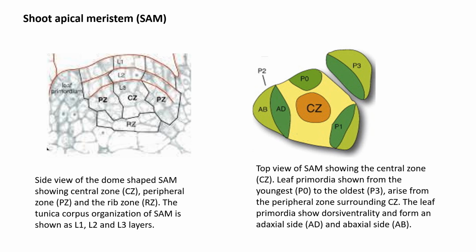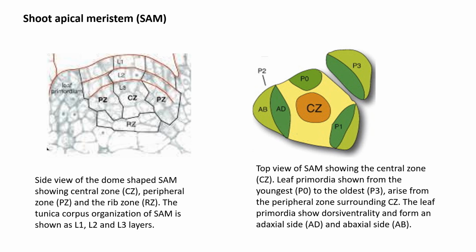Outer to this central zone lies the peripheral zone, and the central zone cells divide rapidly to form cells of the peripheral zones. Below the central zone is the rib zone, and the rib zone cells also are formed from the central zone cells, and they show rapid divisions. The peripheral zone cells give rise to the leaf primordia, whereas the rib zone cells give rise to the stem of the plant. So let us see how these primordia arise.